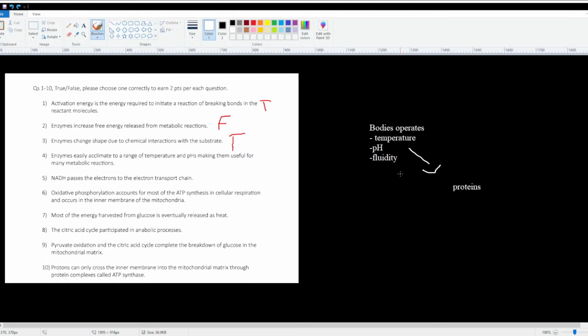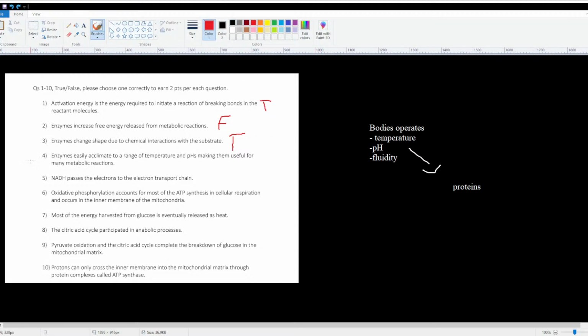However, if enzymes were able to easily acclimate to a range of temperature and pH, that wouldn't necessarily define their usefulness. Their usefulness is in the fact that they could speed up reactions, of course. So for the time being, I could be wrong.